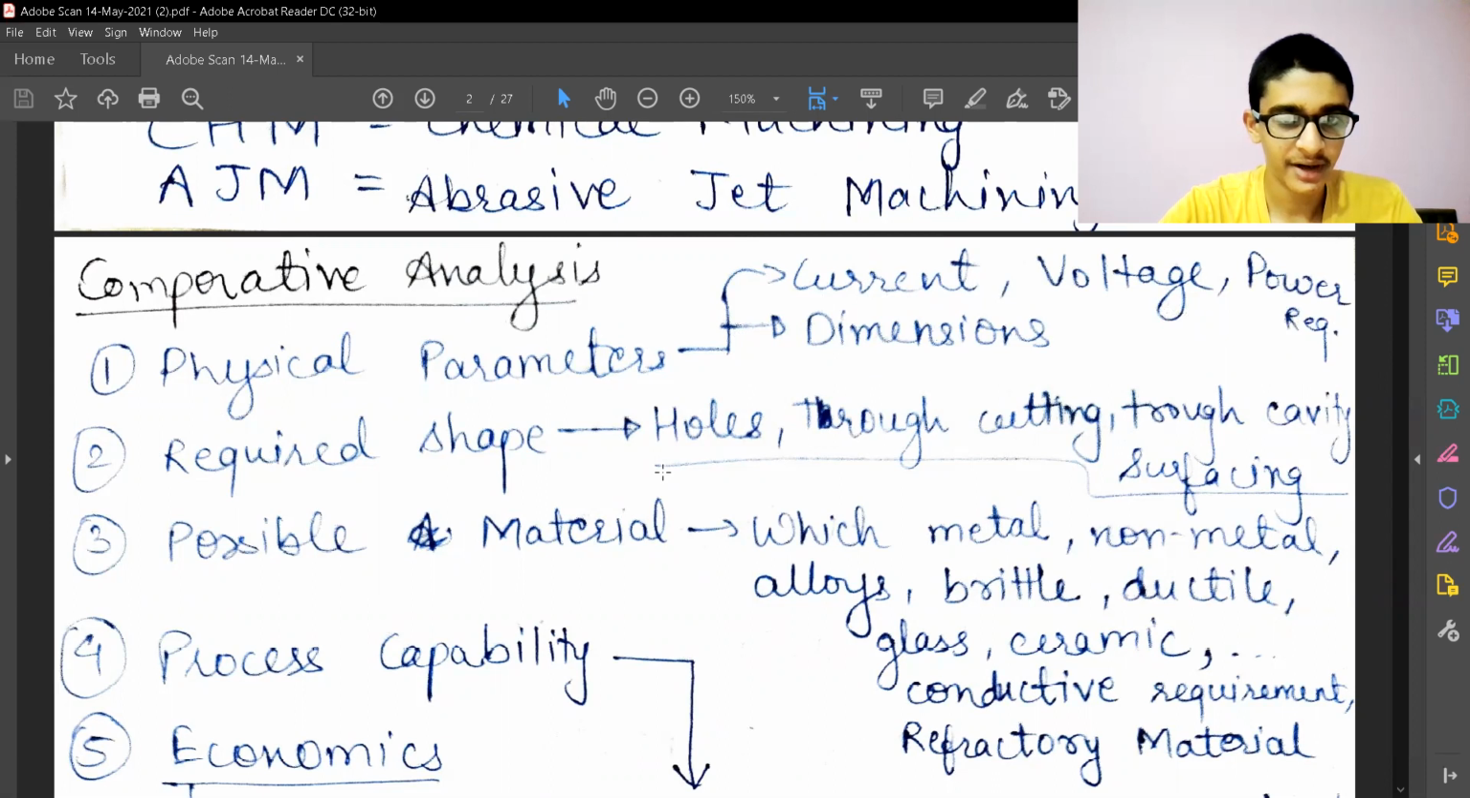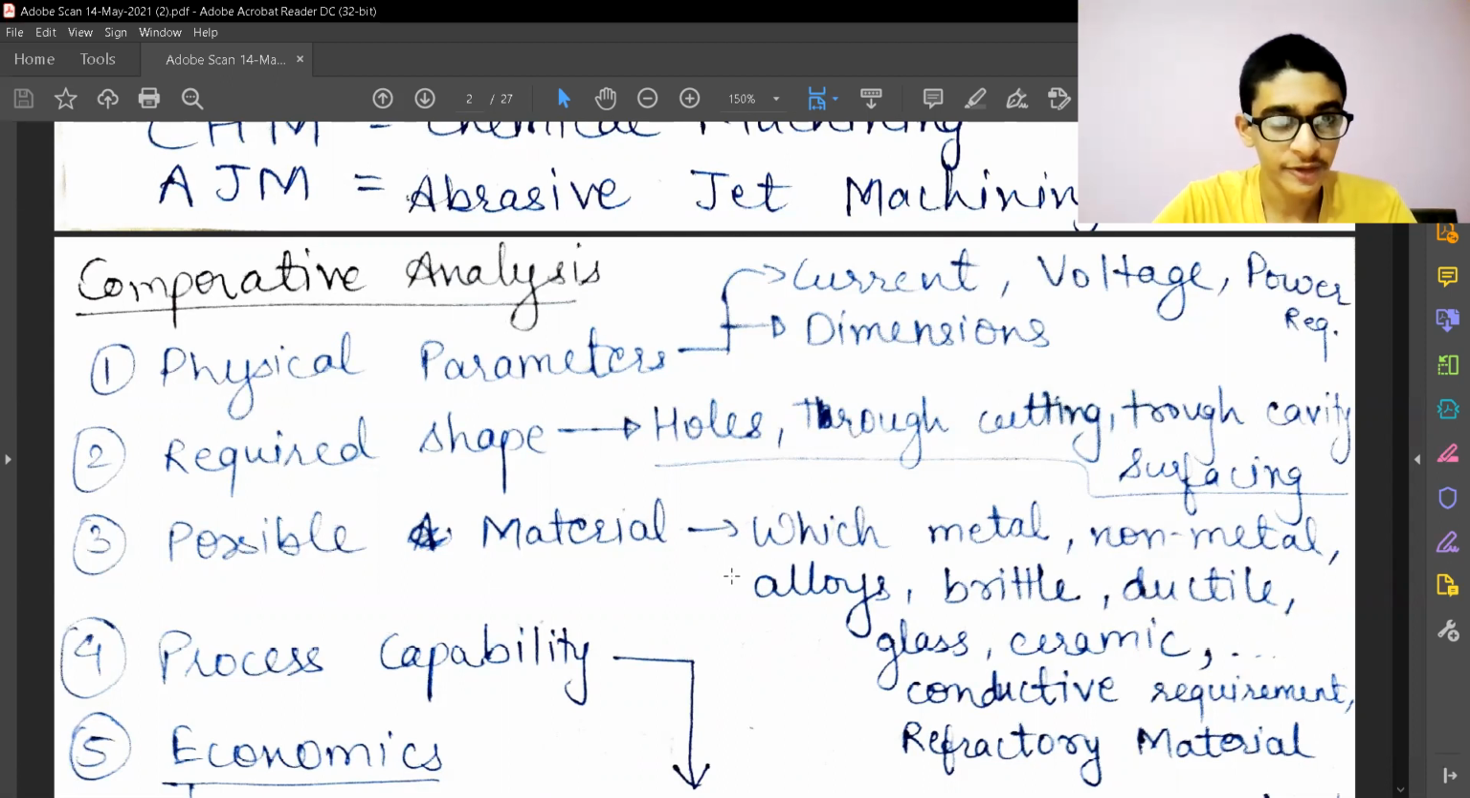Second is the required shape. So what's the type of feature I want on my workpiece? I want a hole, I want through cutting, I want a cavity. That means I want to make some channel, like a micro channel. Then the third point will be the possible material.